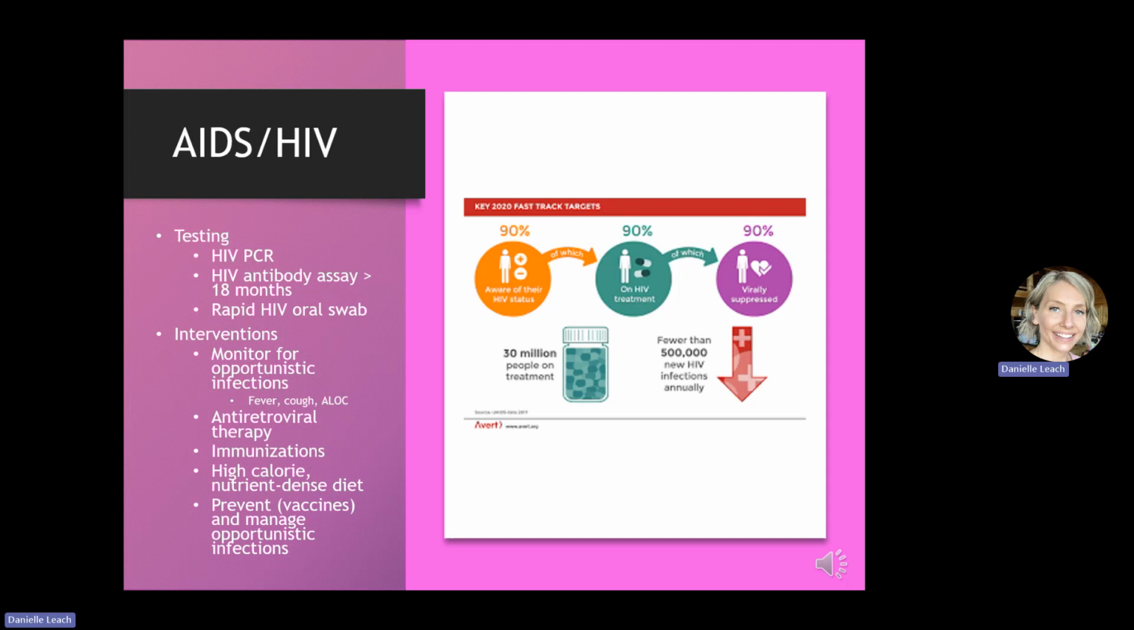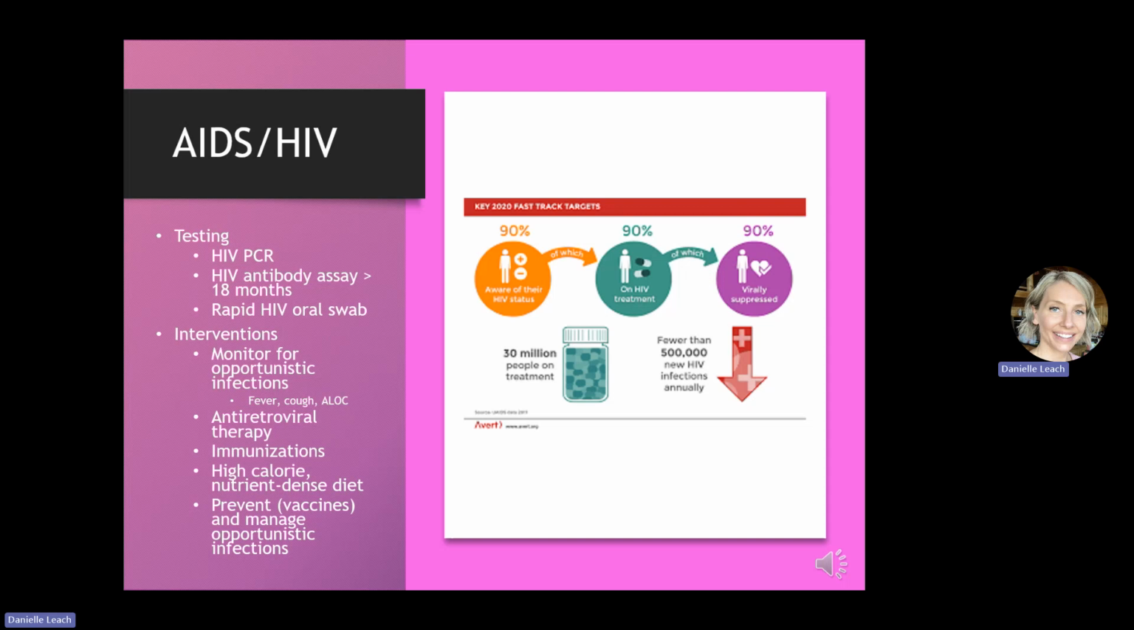It is recommended that infants be tested at birth if they are at high risk for HIV infection. Basically, if the infant was born to a mother that has HIV who didn't have prenatal care or who was not taking prenatal antiretroviral therapy medications.